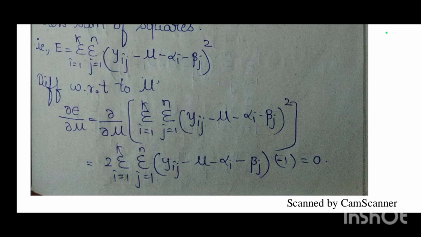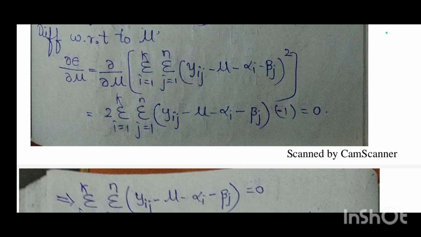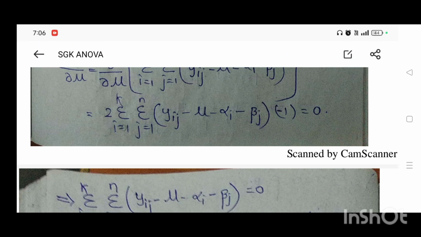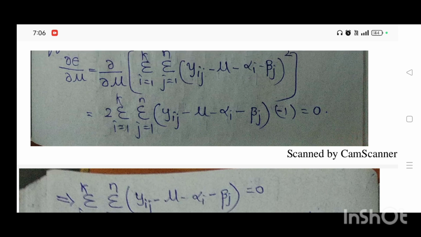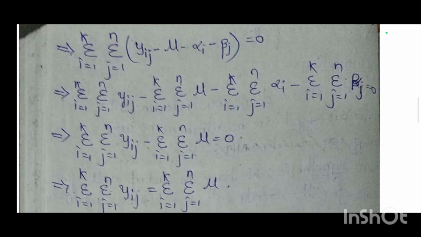Differentiating with respect to mu and equating to 0, the power will come down, the 2 will come down, with the double summation. Partially differentiating with respect to mu, we get minus 1 extra. So the double summation will remain the same, and the 2 and minus 2 will go, and applying the double summation to the whole bracket, you will get the alpha and beta values as zeros, since we already studied about the note.